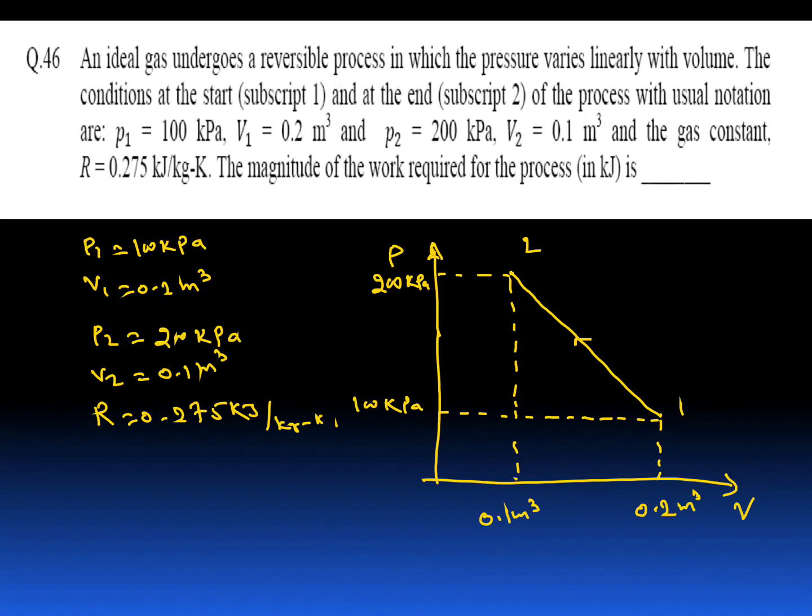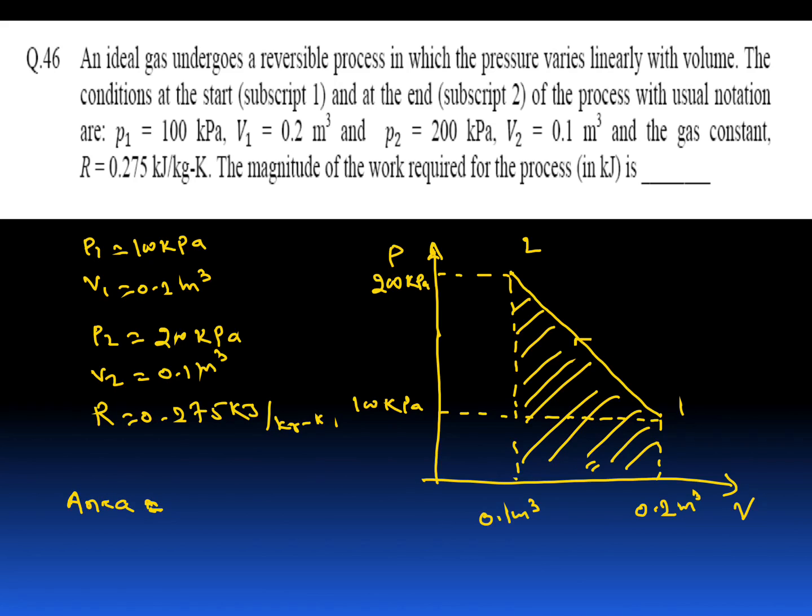Area is the area of this trapezium. The entire area we have to calculate. So this is the work done or work required.